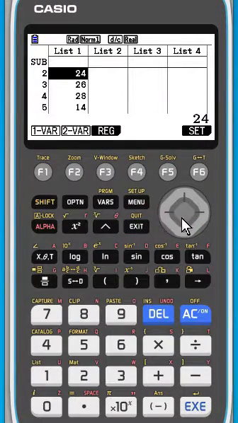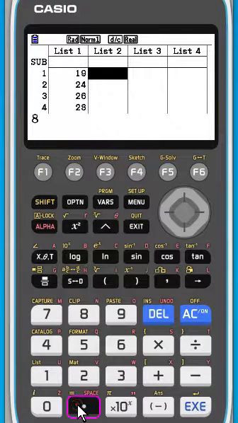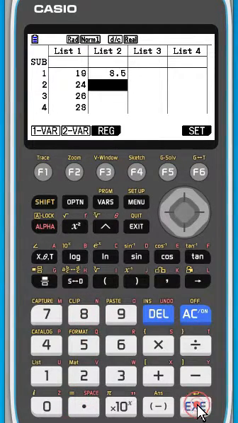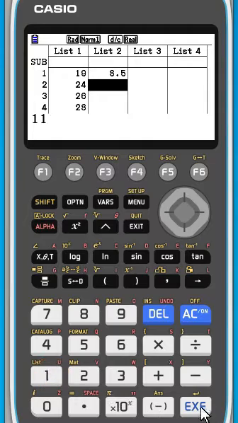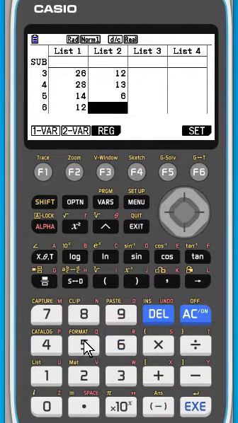Let us say you would like to do a regression later. Okay, so let me add a list 2 as well. So my list 2 says, let's say, 8.5, 11, 12, 13, 6, 5.